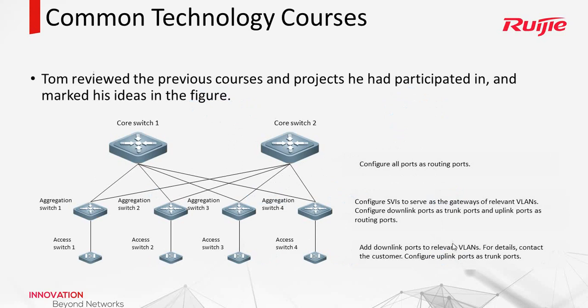First, we need to add all of these downlinks to the relevant VLANs, and then the links between the access and the aggregation switch, we should change to trunk. Then, for the aggregation and the core switch, we should change this port to a routing port.